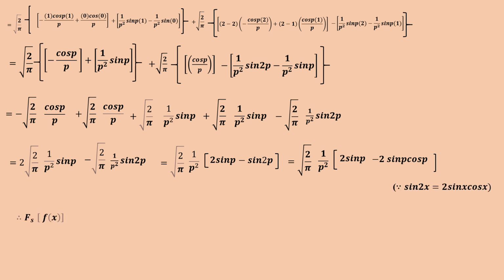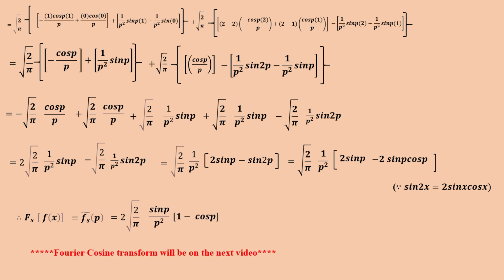So we get the Fourier sine transform of f(x), which is f_s bar of p, equal to 2 times root 2 divided by pi, 2 sin p by p square, into 1 minus cos p. Next, we'll see the cosine transformation in the next video, right?